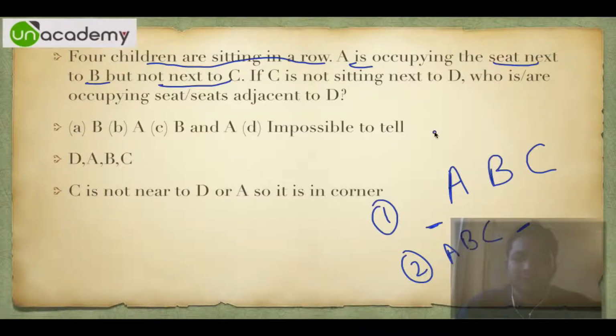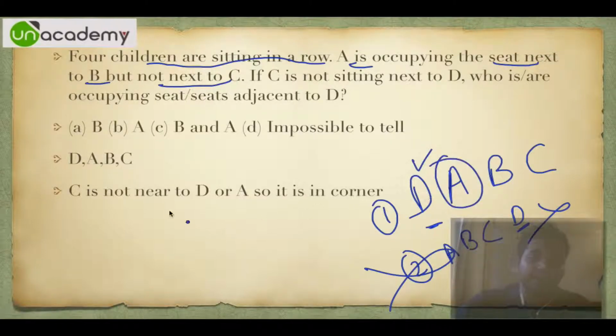So if C is not sitting next to D, this cannot be possible, right? So this is gone. So this is the only possible option now. So who is occupying the seat adjacent to D? The seat adjacent to D is occupied only by A. So the answer is A, not B and A. It's not possible. It's absolutely simple, 100% correct. There cannot be any other answer.